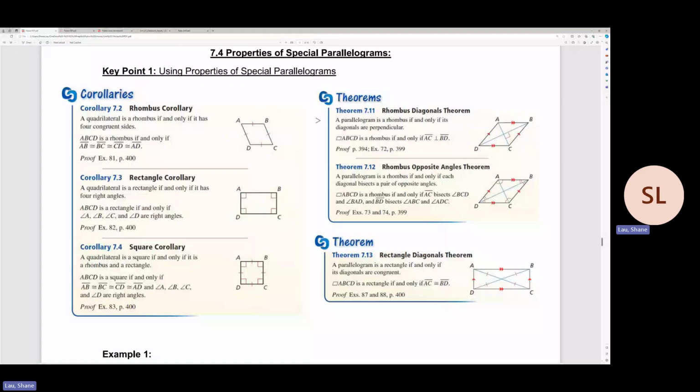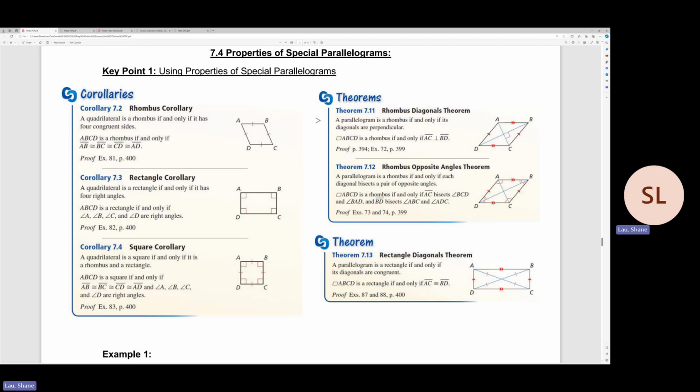All right, class. So this is 7.4, properties of special parallelograms. This is Monday's lesson, and this is the second to last lesson of Unit 7. So whether or not you particularly enjoyed this lesson or this section, or if you didn't, then one win, I guess.